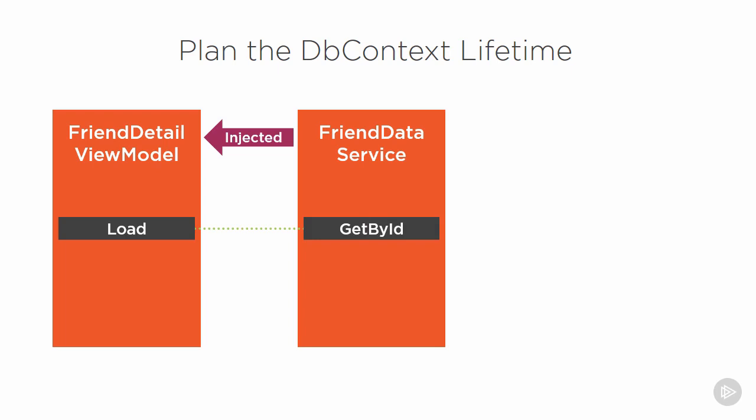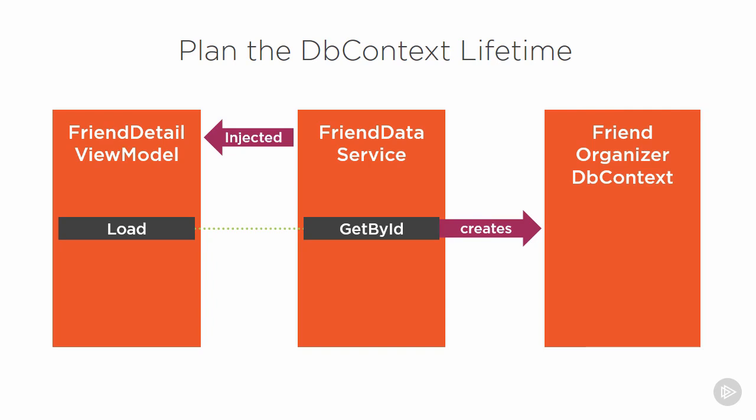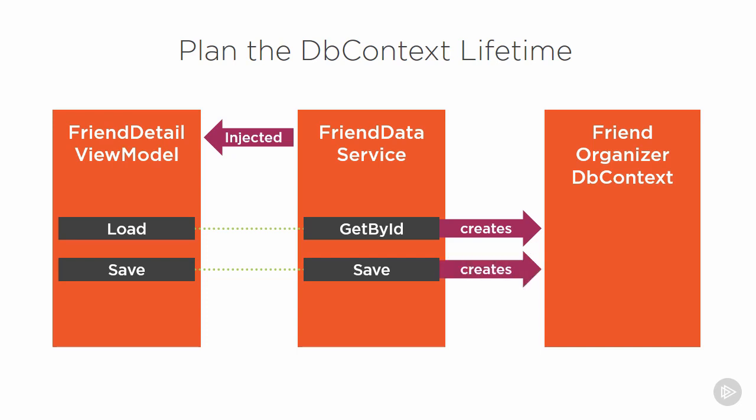The getById method creates the Friend Organizer DB context to load the friend entity from the database. The friend detail view model contains also the logic to save a friend. That save logic calls the save logic of the friend data service, and the friend data service creates again a Friend Organizer DB context to save the friend to the database. Now, as we just create a Friend Organizer DB context here for every action, we can't use the change tracking logic. To use the change tracking logic, we need to keep the Friend Organizer DB context alive through this load and save cycle. So in this module, we will change this.